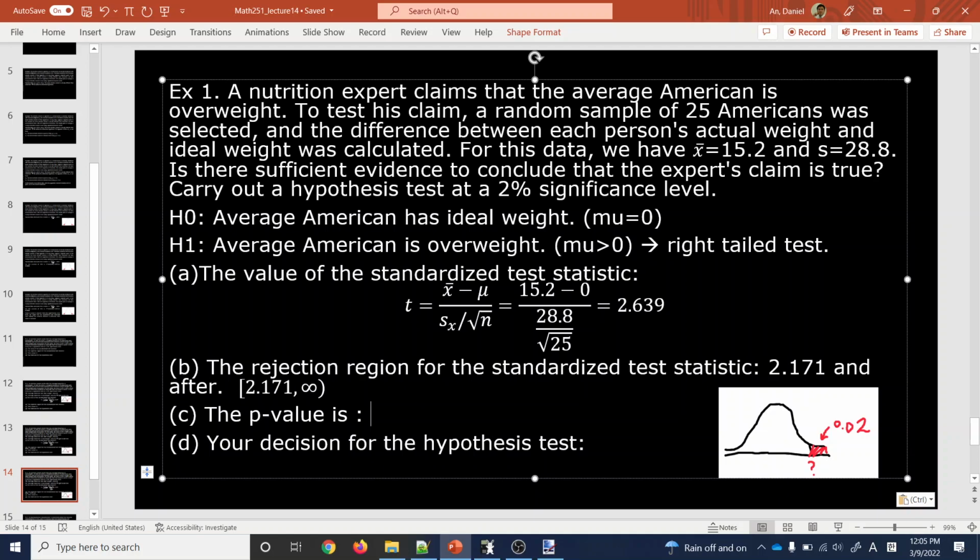So what should we do after doing TCDF? You subtract from 1, right? So you have to do 1 minus TCDF of 2.639. And of course, you have to provide the degrees of freedom. Okay, so let's see what that gives us.